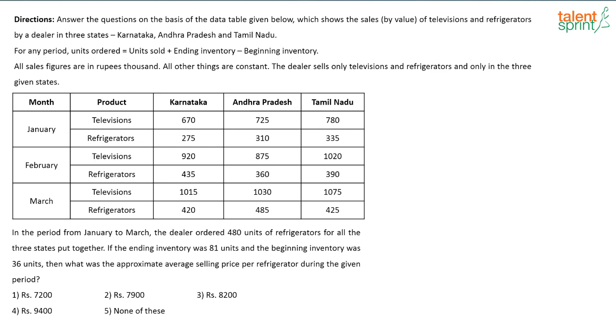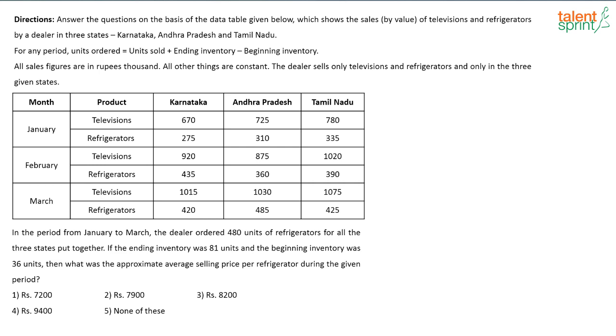Answer the questions on the basis of the data table given below, which shows the sales of televisions and refrigerators by a dealer in 3 states: Karnataka, Andhra Pradesh and Tamil Nadu. For any period, units ordered is equal to units sold plus ending inventory minus beginning inventory. All sales figures are in rupees 1000. All other things are constant. The dealer sells only television and refrigerators and only in 3 given states. Okay, so then the table is given.